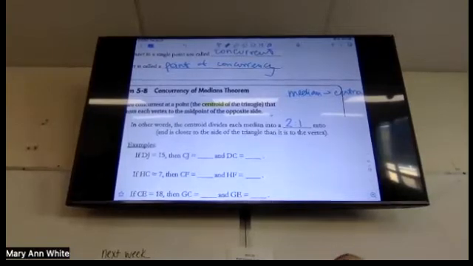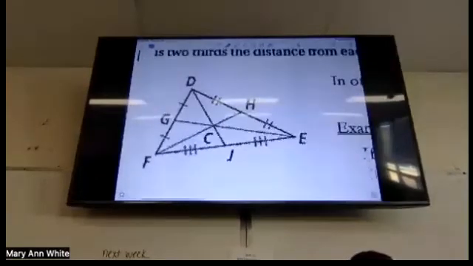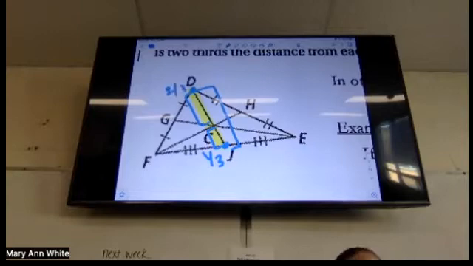Everybody with me? Okay, so if I go look at this picture, let's say I'm looking at DJ. That's a median, right? It goes from the vertex of D to the midpoint of J. This whole thing is split into thirds. The small third is C to J. I can write 1/3 next to it. And then DC is 2/3.